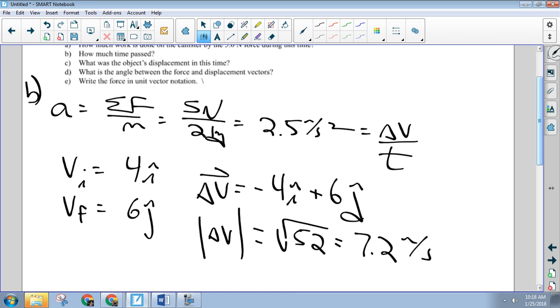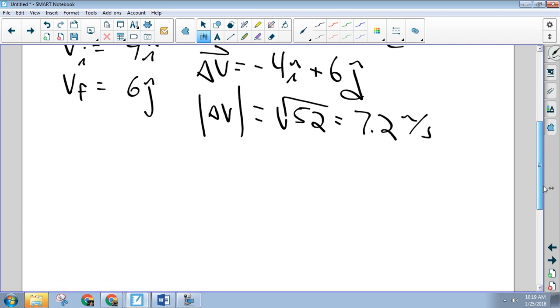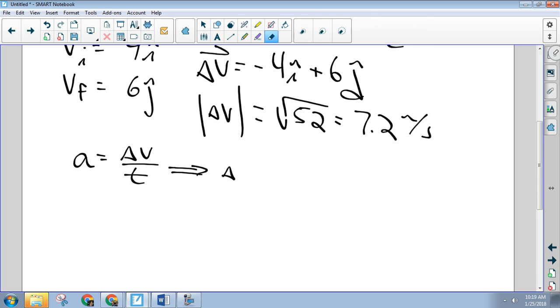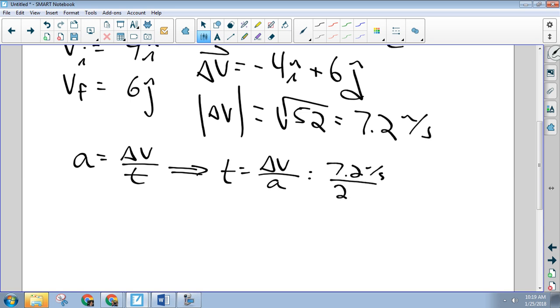So that's our change in velocity. We know our acceleration, so we ought to be able to find the time, right? So if acceleration is change in velocity over time, then that means our time is change in velocity over acceleration. So 7.2 over 2.5 meters a second squared is going to give you 2.88 seconds. Cool?